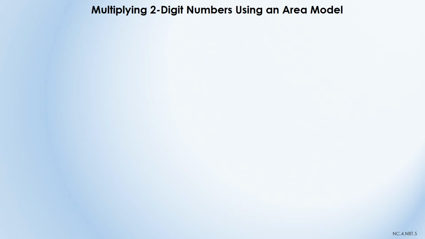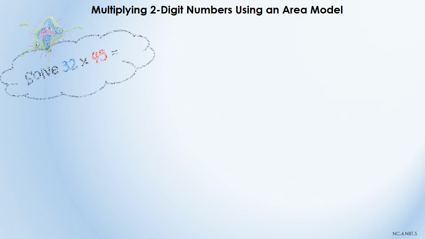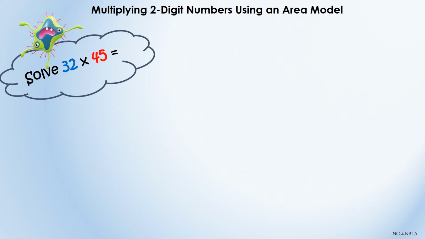Today I'm going to be showing you how to multiply two-digit numbers using an area model. Our first question is going to be solve 32 times 45.